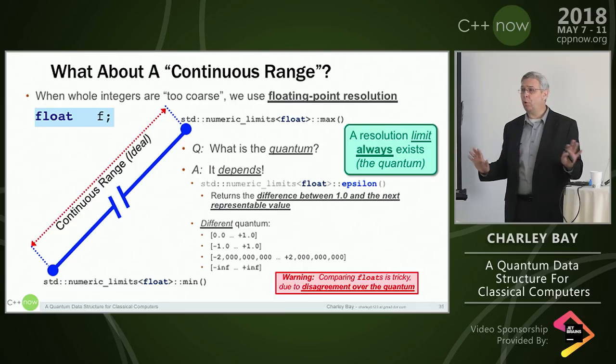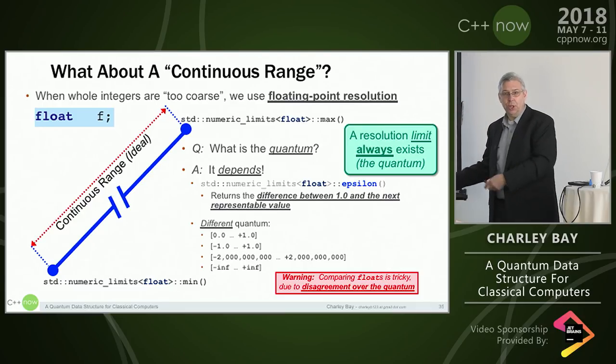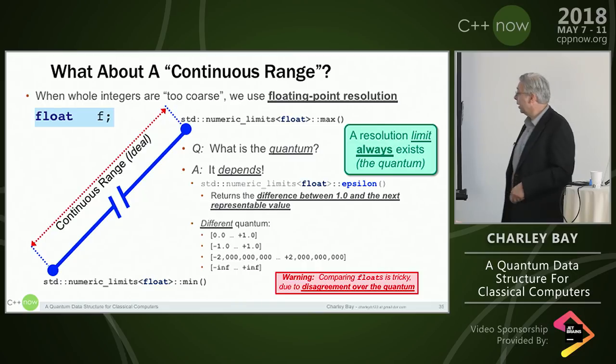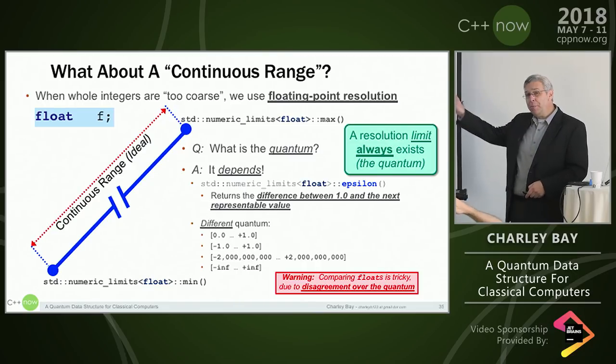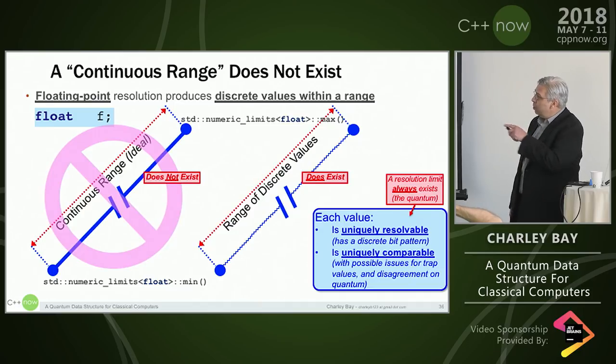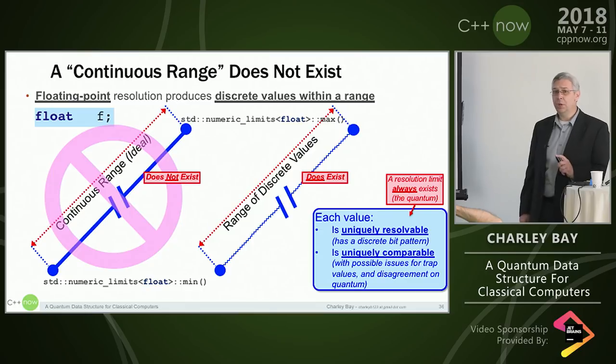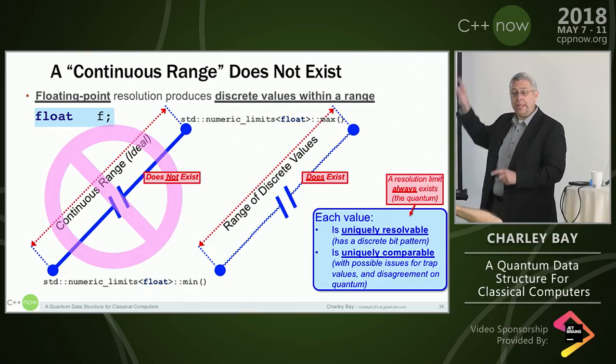We don't have any shared agreement on what it means. So you have to apply rules to fix that, and then we do. But ultimately, this resolution limit always exists. There is a bit pattern here. So the continuous range is not a real thing. There is no real thing, not even for floats. It is a stair step, just like integers. It is a stair step.